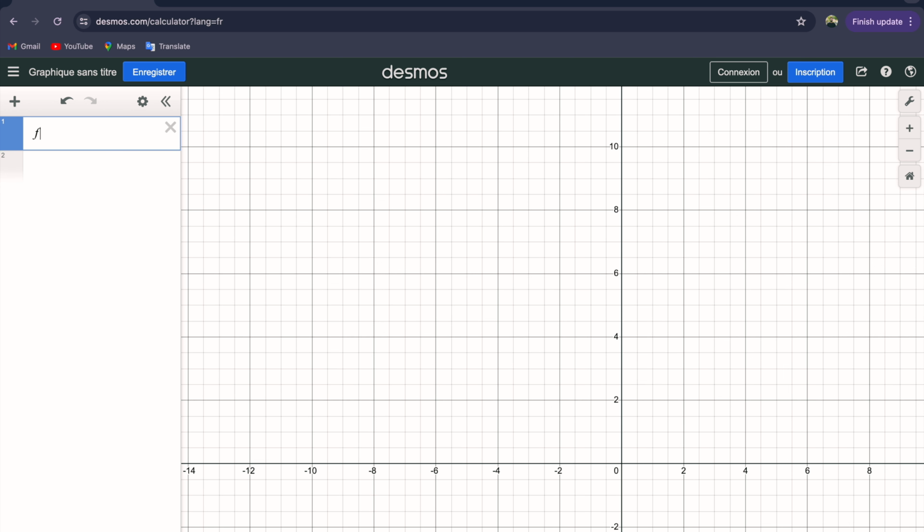So if we put f of x is equal to 0, we will have a horizontal line on the x-axis, okay? If we put 2, you see we have a horizontal line at 2 on the y-axis, okay? If we put -2, you see we have a horizontal line at -2, okay? So this is a constant function.